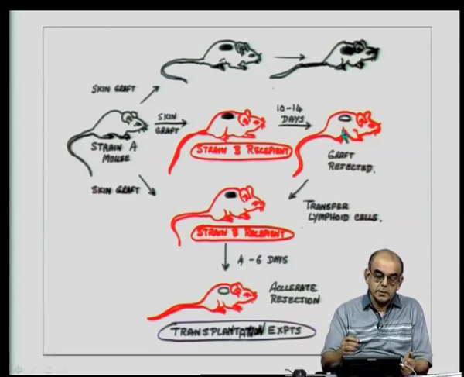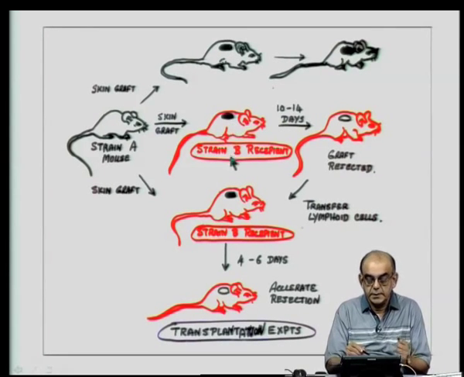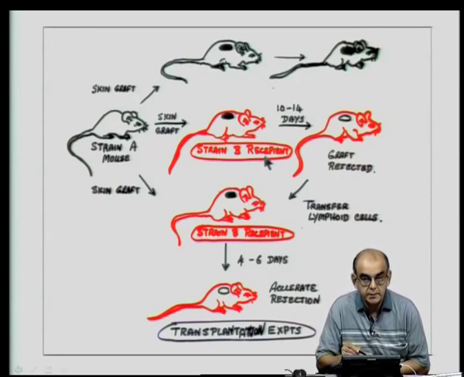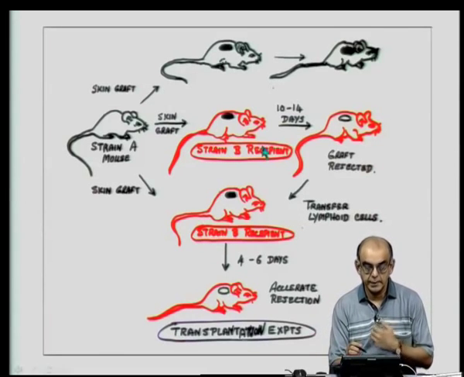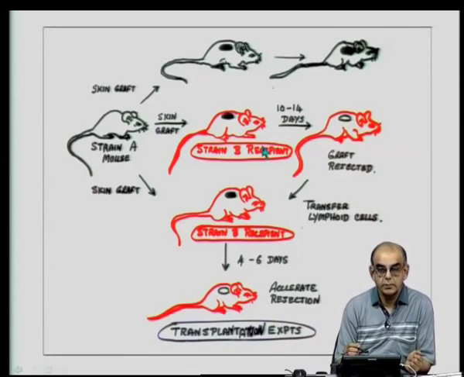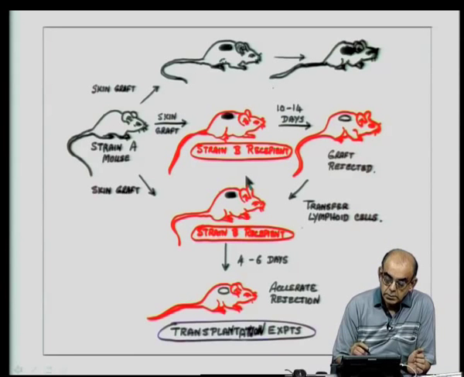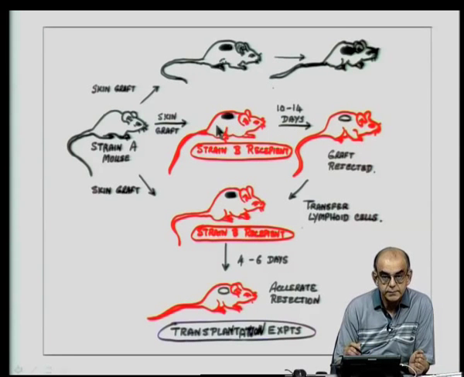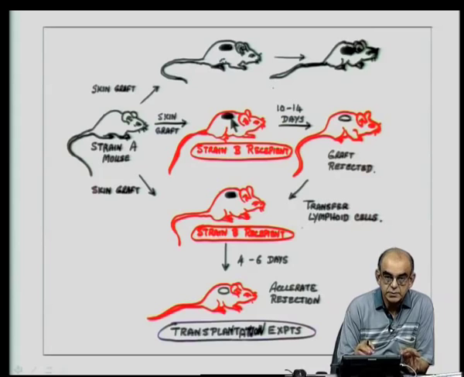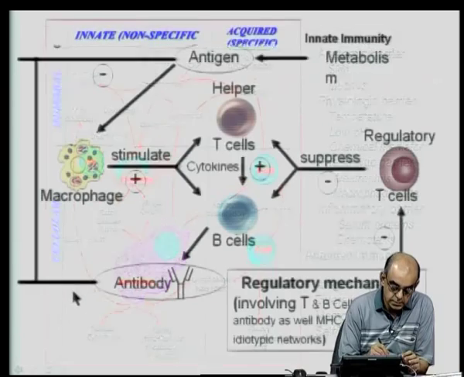So, if a piece of black skin were to be grafted onto the white mouse, here it is called a strain B recipient. A recipient is one that receives the graft, and a donor is one that donates the graft, whether it is a skin or whether it is an organ. So, when the strain A mouse donates this graft and this is sutured onto the back of the white mouse, normally this black piece of skin, the word that is used is takes.